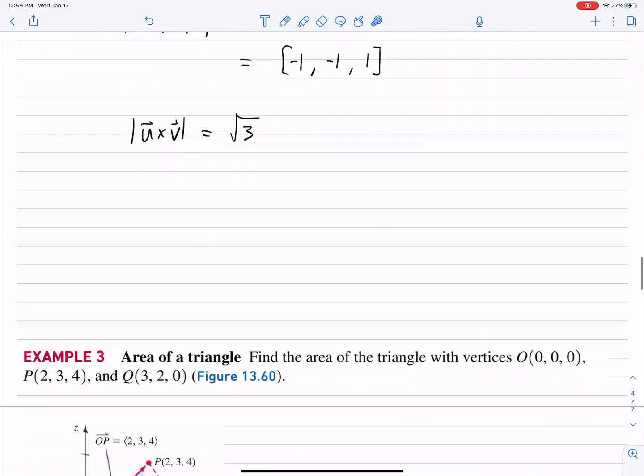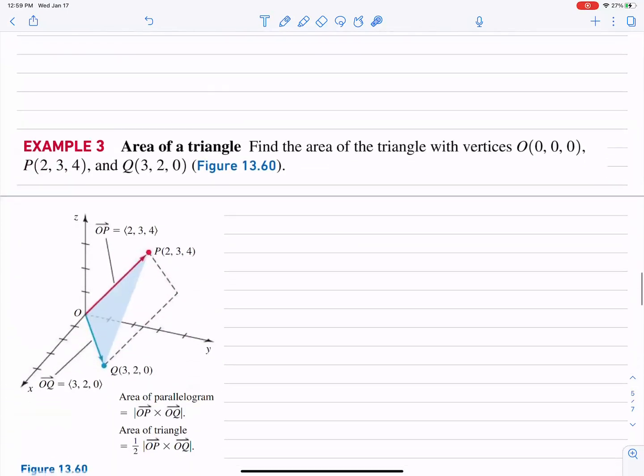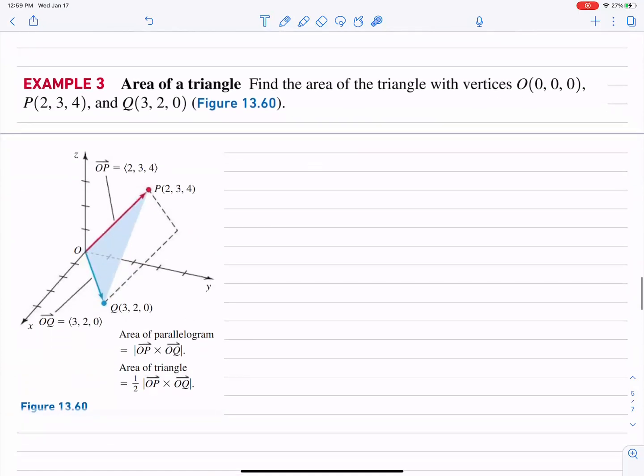Okay. Now let's do another example. Area of a triangle. Let's say we have a triangle with vertices 0, 0, 2, 3, 4, and 3, 2, 0. Then the idea is that they actually form a parallelogram. If you take the vector from O to P and the vector from O to Q, that makes a parallelogram. And so the area of the triangle is half the area of the parallelogram.